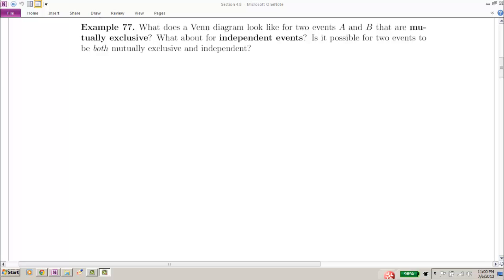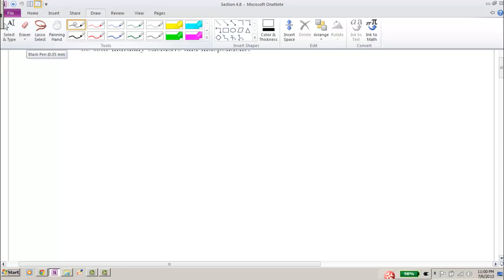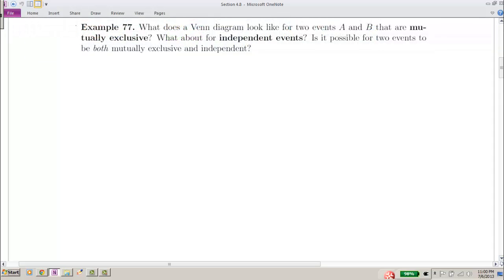In example 77, we're going to compare the notions of two events being mutually exclusive versus what it means if they're independent. And we're going to do it by just considering what the Venn diagram looks like. So let's start with mutually exclusive.